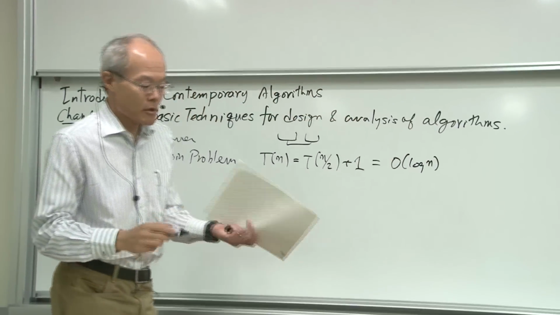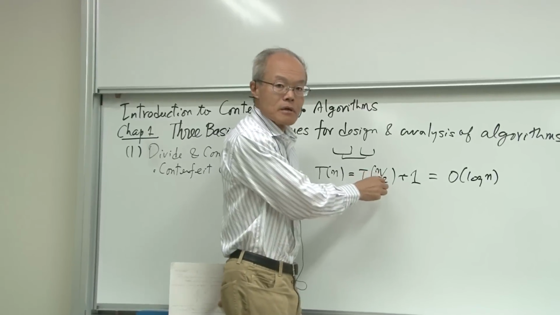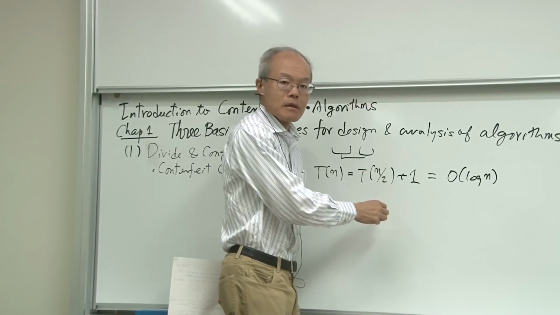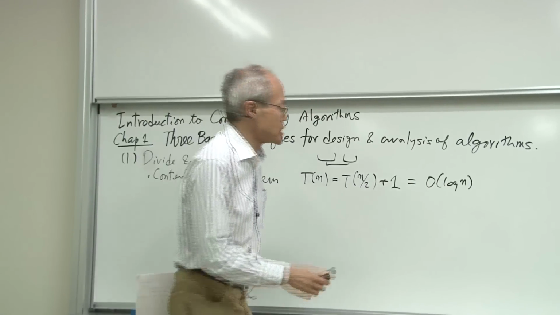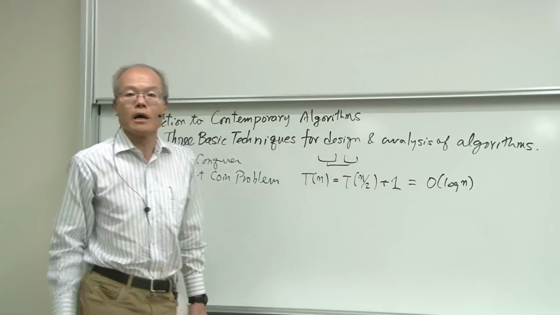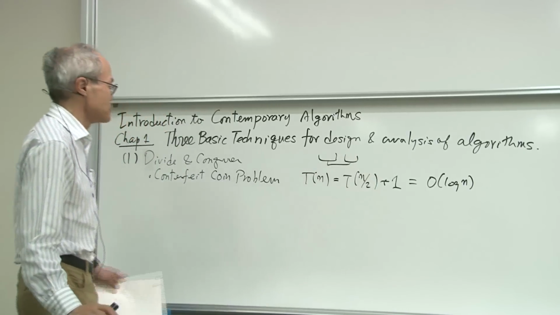Why log n? Because the problem size becomes 1/2, then 1/4, and 1/8. Then it becomes constant after log n steps. And at each step, we spend just one weighing. That's why it's log n.